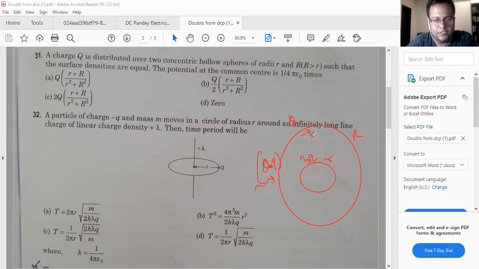Now the charge densities are equal, the radius is small r and capital R. So what is the value of sigma? Sigma can be written as q by 4 pi r square. And for the other conductor, what is the total charge? Q minus q divided by 4 pi capital R square. So sigmas are equal, so from here this equation comes, and now you can find out the potential. From here we can calculate the value of small q.